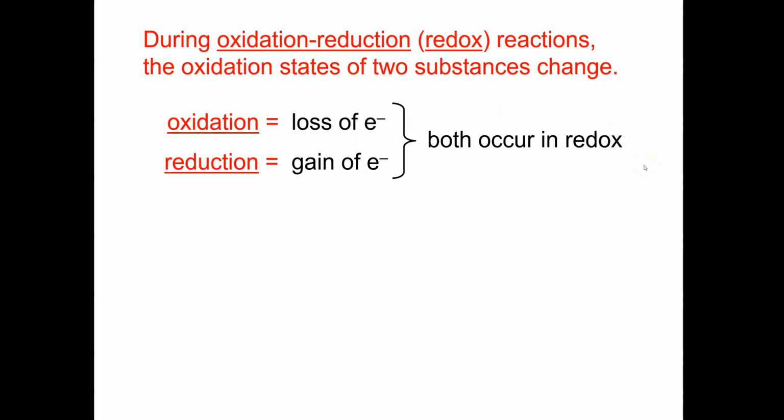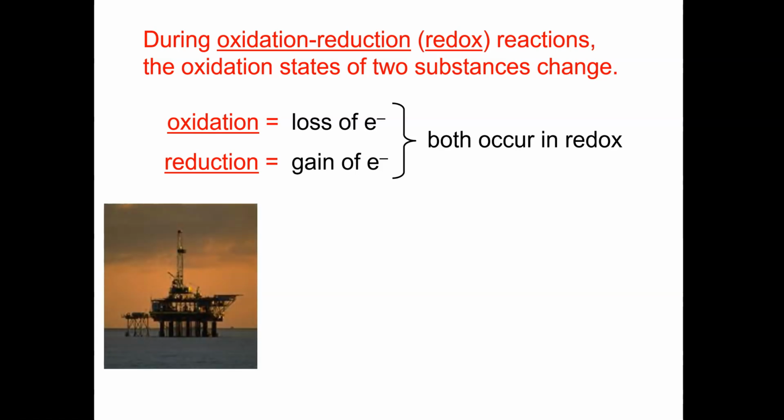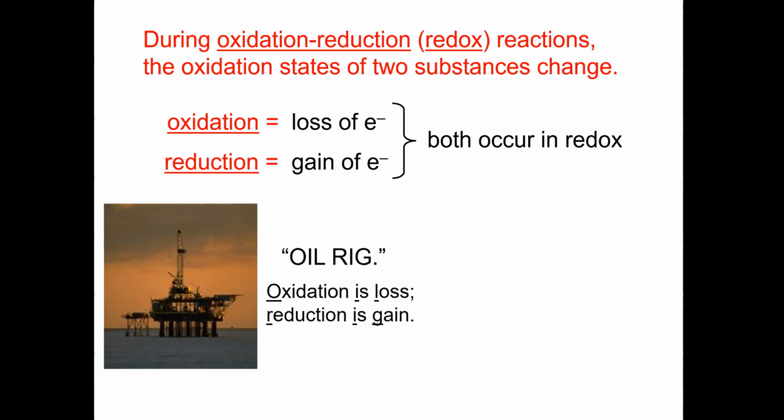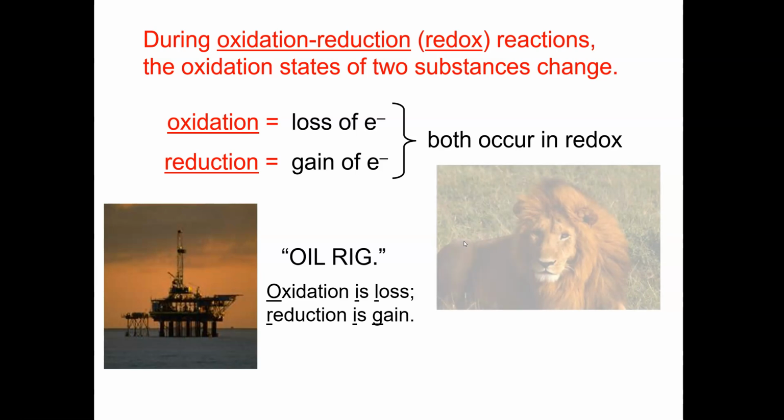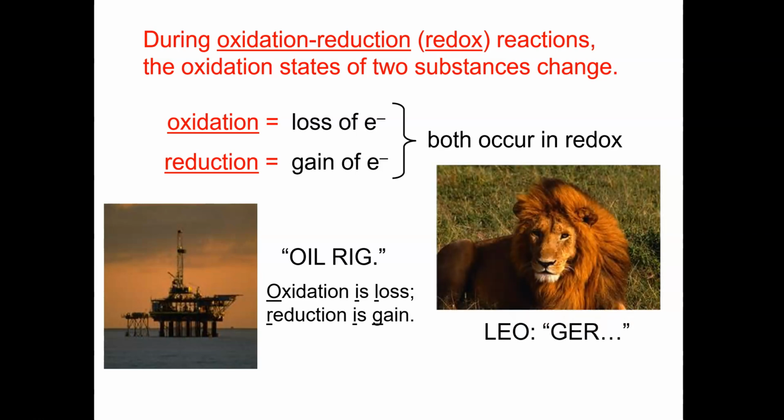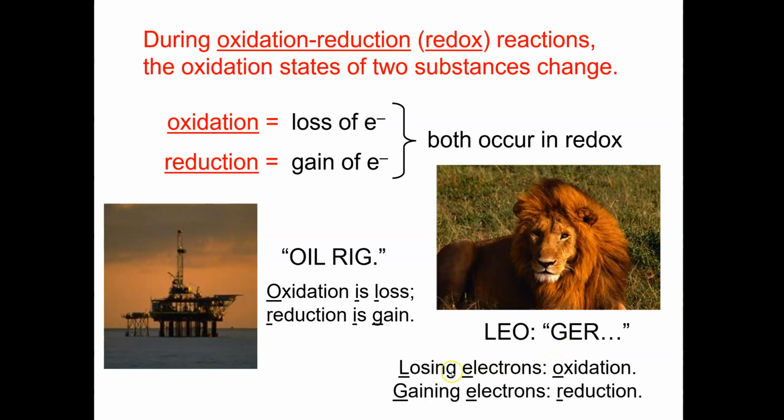To remember this, a great mnemonic is what we'll call an oil rig. OIL RIG basically means oxidation is loss and reduction is gain. So we're going to use this mnemonic to think about that. Or you can think of a lion. A lion goes grr, or usually roars, and we call that losing electrons is oxidation, or gaining electrons, reduction. I challenge you to come up with your own mnemonic that could best represent a redox reaction.